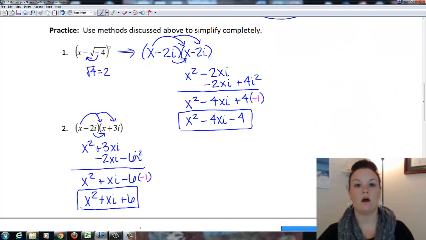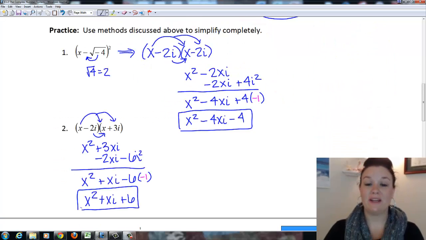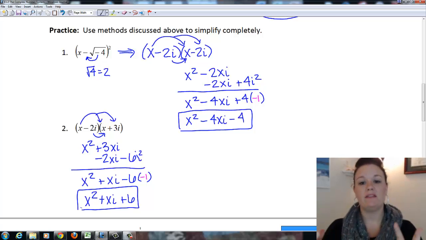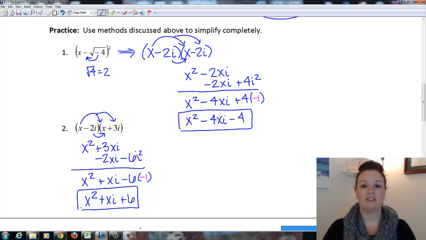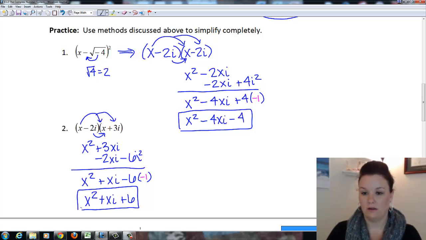of operations. Okay, so on the first one, we need to simplify first by pulling out the i and simplifying the square root of 4, which is 2. So when I write this out, that's going to give me x minus 2i quantity squared. So I'm going to write it as x minus 2i times x minus 2i. I distribute, combine like terms, and then replace my i squared with negative 1. Okay? When I replace it with negative 1, it makes that a negative 4 for my constant term.